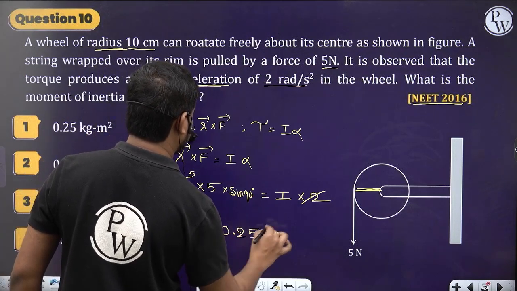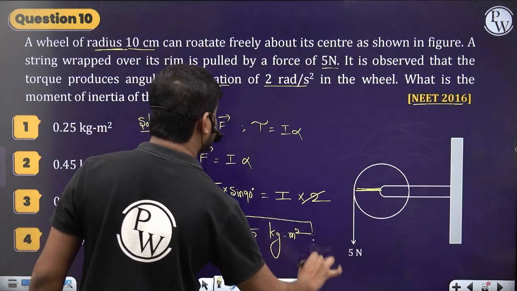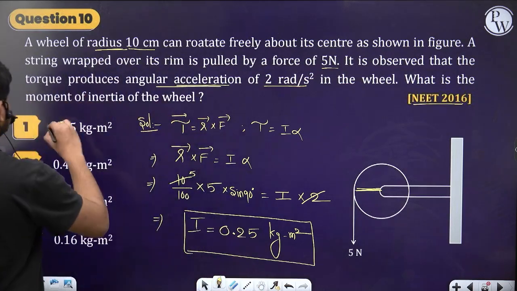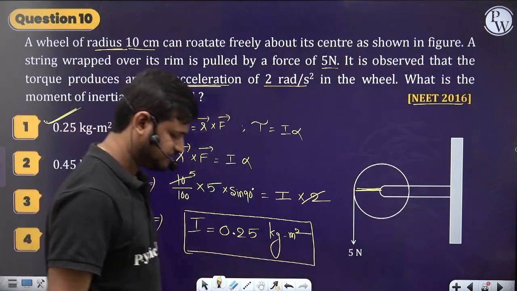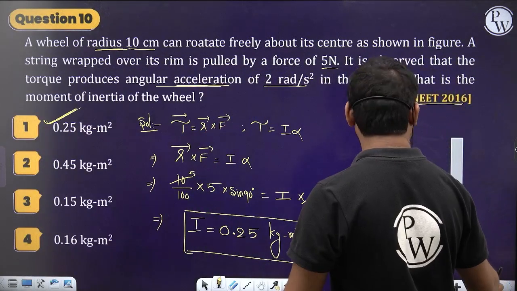0.25 kg meter square. So did you guys remember the units of the moment of inertia? Kg meter square, mr square. So 0.25 kg meter square. Simple question again. Done, guys? Clear? Chal. So let's move further.